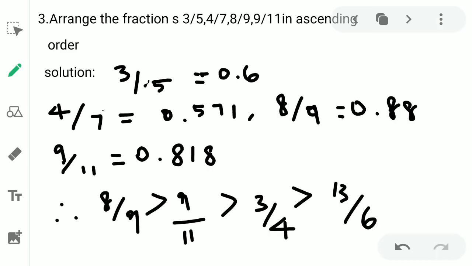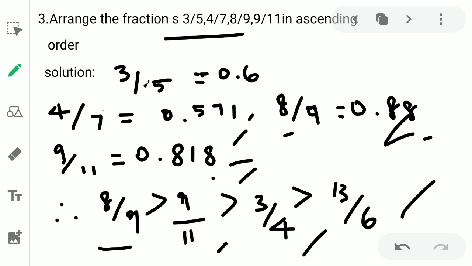Moving to the third question, arrange the fractions 3 by 5, 4 by 7, 8 by 9, 9 by 11 in ascending order. Same as before, you have to divide all these terms. 0.571, 0.88, 0.818. Okay, these are the answers of these fractions. So, which is the highest in these decimals? You have to take it. So, 8 by 9 is the highest decimal. So, I am taking 8 by 9 as the highest. And 9 by 11, this is the second largest. So, 9 by 11 and 3 by 5 and 4 by 7 as follows.